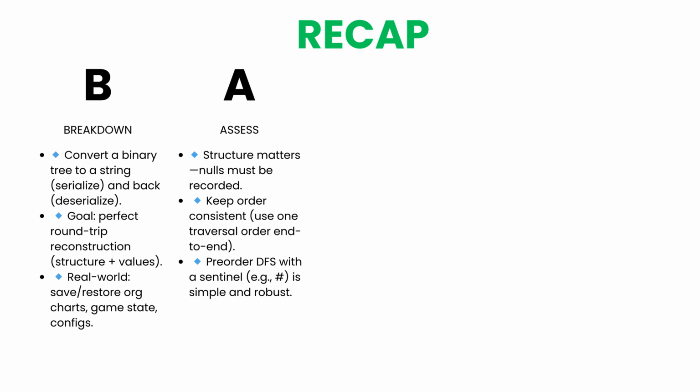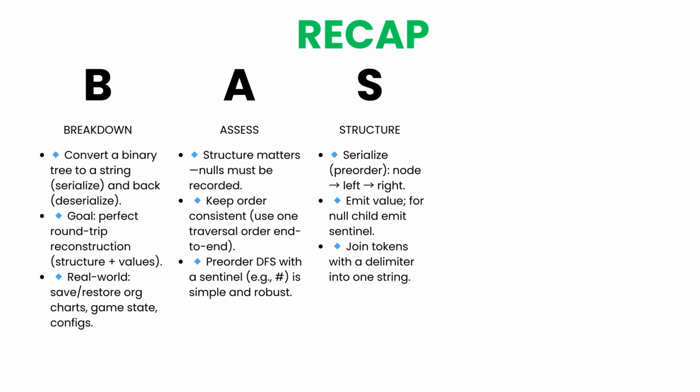We called out the common traps: forgetting nulls, mixing traversal orders, or losing child positions. A consistent traversal, like preorder, plus a sentinel for nulls prevents ambiguity and guarantees a perfect round trip. Our plan, during serialization, perform a preorder walk and append either the node's value or a sentinel, for example hash, to the output sequence. During deserialization, read the sequence in the same order, creating nodes for values and returning null at sentinels, recursing left, then right.